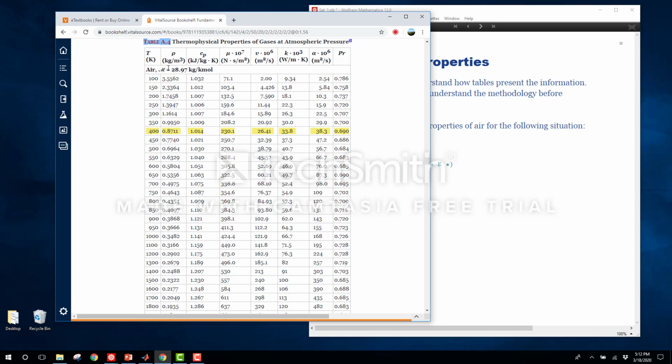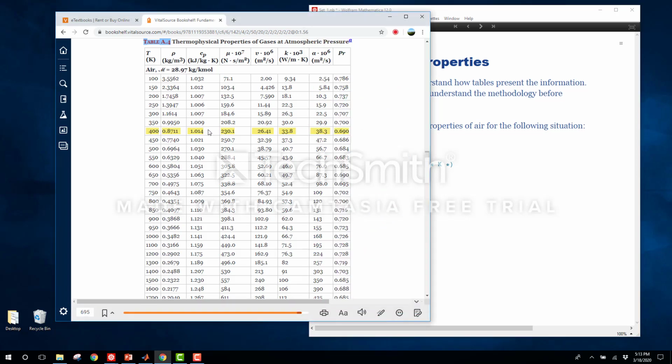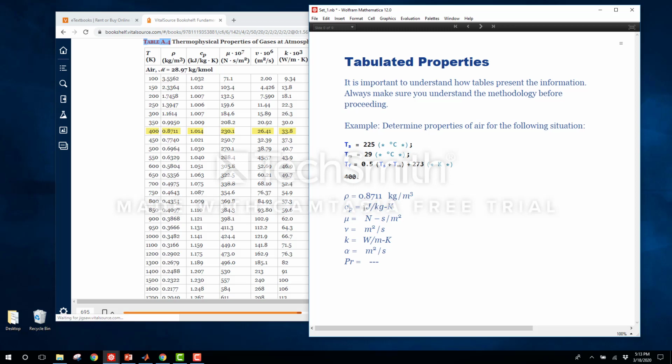So the density is in kilograms per meter cubed, so we can just directly write this as 0.8711. Now when we go over and look at the specific heat, there's something different going on here, because we again carefully look at the units, and the units are given to us in terms of kilojoules. Well, we would not typically use kilojoules, we would want to use joules. So we'll have to multiply this term by 1,000. So that becomes 1014 joules per kilogram Kelvin.